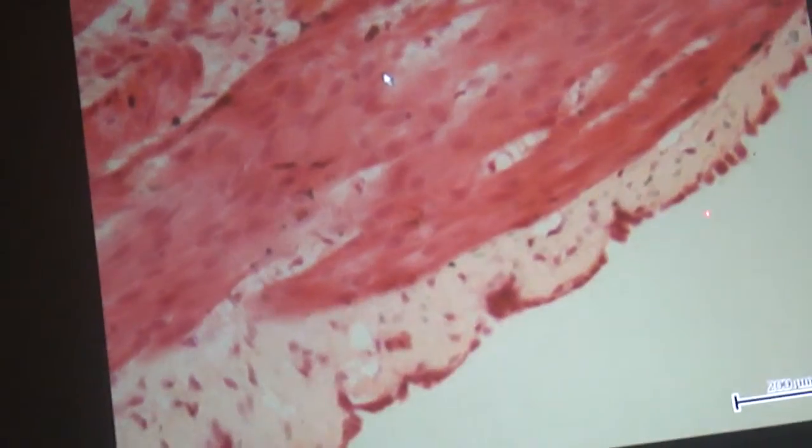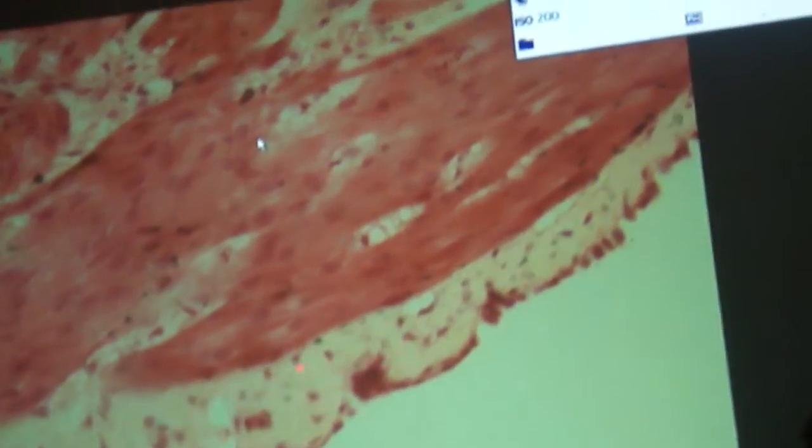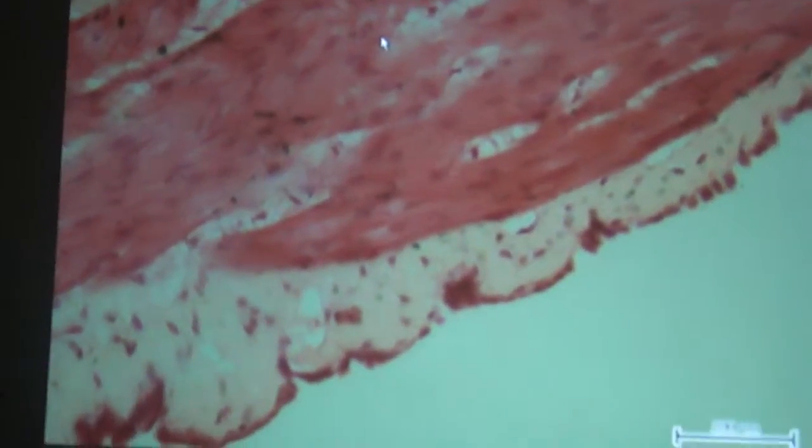who says adventitia? Okay, very good. How do you call that type of epithelium? Mesothelium. So that this should be the serosa or adventitia? Serosa. These cells are absent in adventitia.